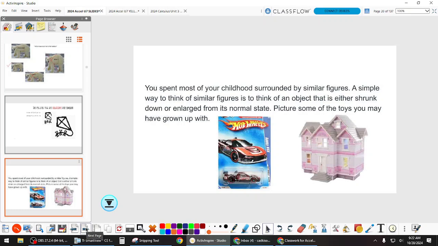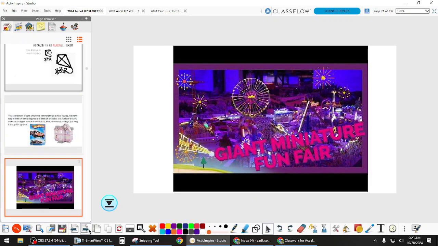A simple way to think of them is an object that's either shrunk down or enlarged, and then looks the same otherwise. Like a toy car, or a Barbie house. When you play with one of those toys, it doesn't look squished in any dimension. It just looks smaller, right? Now, Barbie herself is kind of an anomaly, but we won't talk about her.